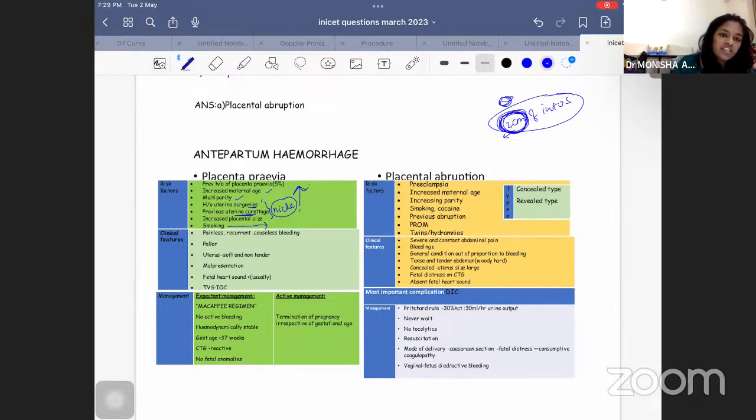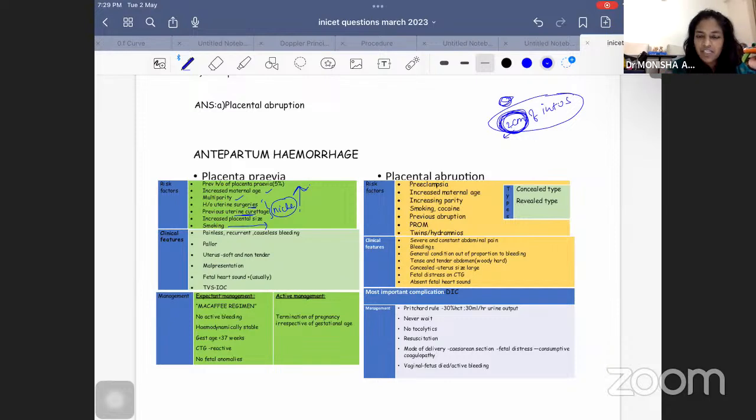Okay, so how does the patient present? With painless, recurrent, causeless bleeding. This goes hand in hand. This is how you typically describe placenta previa. They present with pallor, the uterus is soft and non-tender, and the bleeding is from the placenta, so it's purely maternal. Most of the time it's maternal.